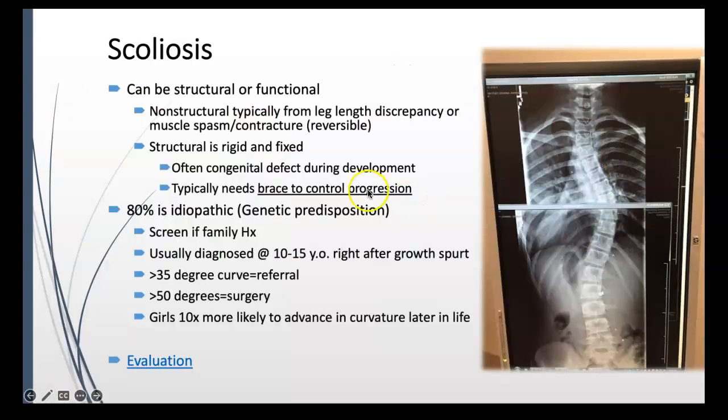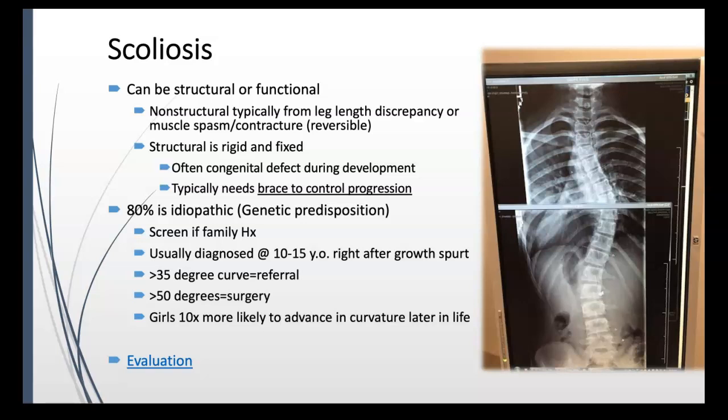But what we know about scoliosis is that it can be structural or functional, right? Non-structural is typically from a leg length discrepancy or some type of muscle spasm or contracture, and that's reversible, right? Anytime we have a leg length discrepancy, we can fix that. Anytime a muscle spasm is changing the curvature of the spine, we can reverse that. Structural, on the other hand, is rigid and fixed.